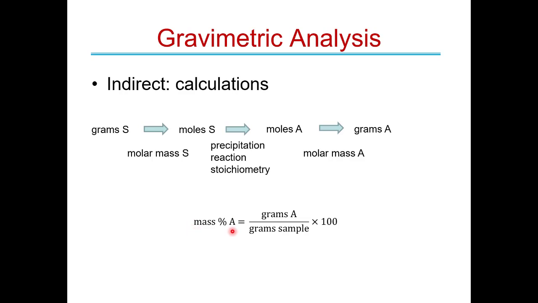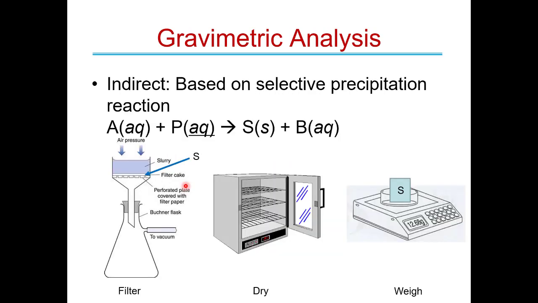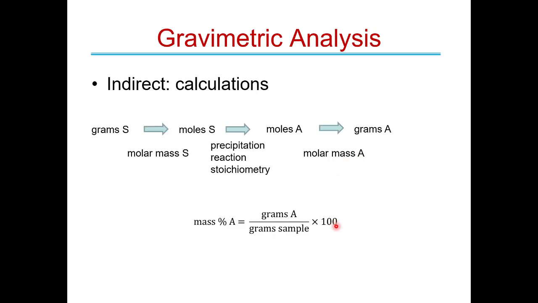Then finally, once we know the grams of A, we can figure out a concentration unit, right? What is the mass percent, the weight percent of A? And so that's just a ratio of part, the grams of A, to the whole, the grams of the total sample that you started out with, right? So we were back here at one of these pictures, the total sample. And then we multiply by 100 to convert that into a percentage. All right, so there's another example of how we can apply stoichiometry in a gravimetric analysis.